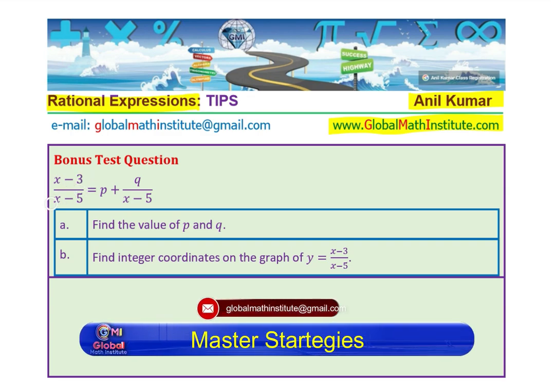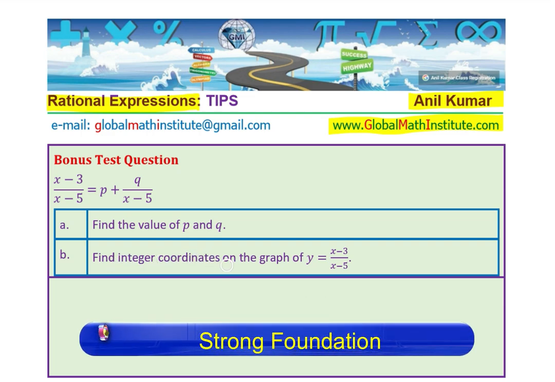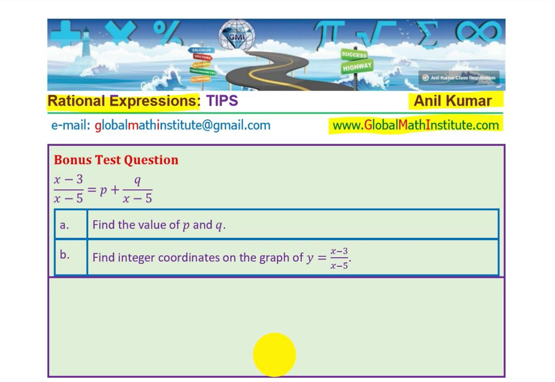(x minus 3) over (x minus 5) is equal to p plus q over (x minus 5). Find the value of p and q, that's part A, and then find integer coordinates on the graph of y equals (x minus 3) over (x minus 5). You can use the answer in part A to find the solution for part B also.